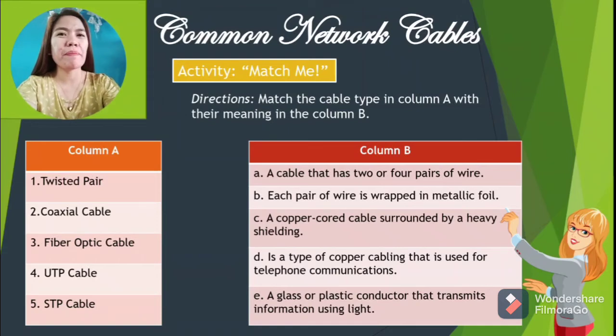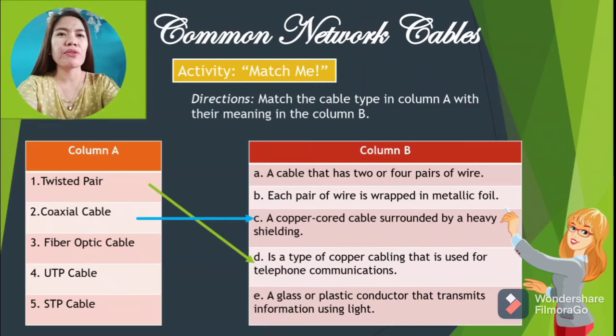Okay, time's up. So number 1 is... Okay, it's letter D. A type of copper cabling that is used for telephone communications. Okay, number 2, coaxial cable. Okay, it's letter C. A copper cord cable surrounded by a heavy shielding.